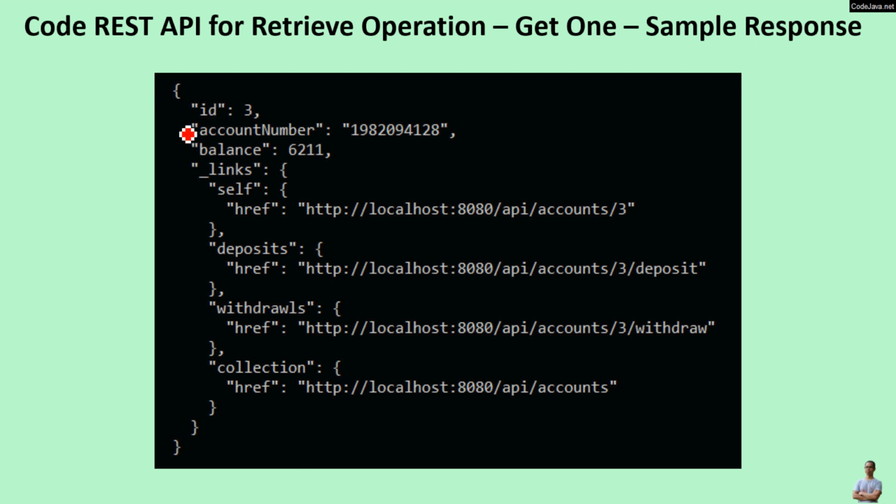You see, it includes the information of the account such as ID, account number, and balance, plus some links that follow the HATEOAS principle. But for now, we just code the initial code that returns the plain data of a specific account: ID, account number, and balance. And we will add the links later.